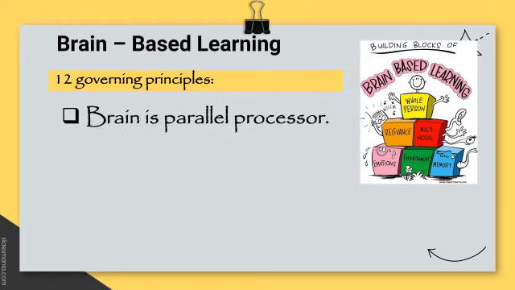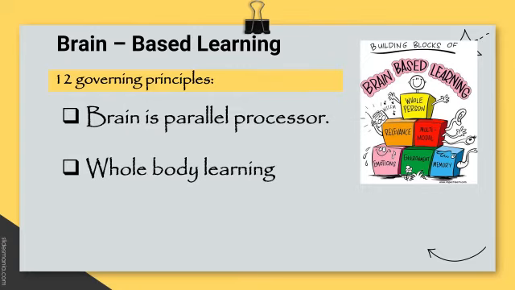One, the brain is a parallel processor. So what does this mean? It means that thoughts, intuitions, predispositions, and emotions operate simultaneously and interact with other modes of information. So good teaching takes this into consideration. That's why we talk about the teacher as an orchestrator of learning.